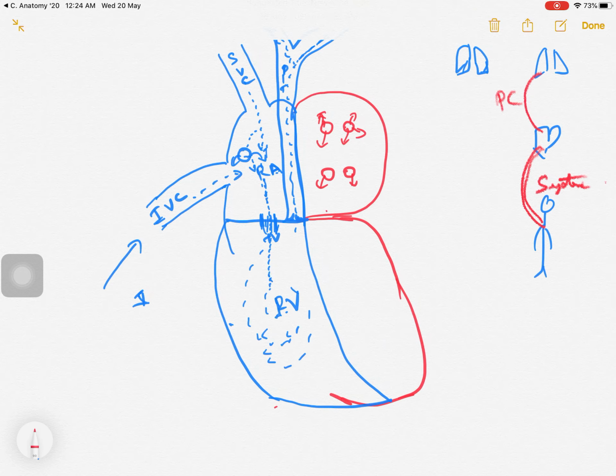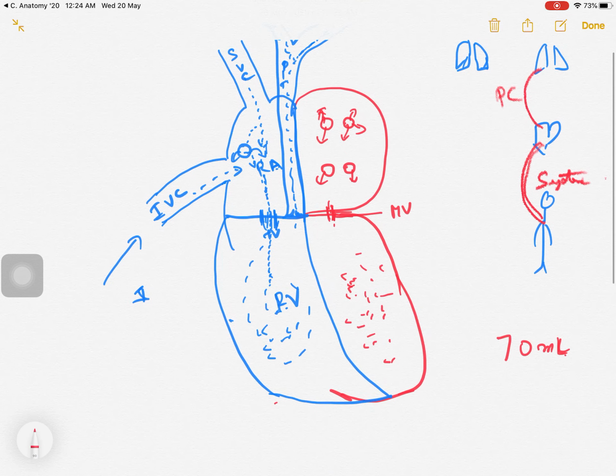When the atrium contracts, through the bicuspid valve or mitral valve, the blood comes to the left ventricle. This is the largest chamber. The left ventricle is said to be the largest chamber with 70 ml capacity. I will show you one by one.